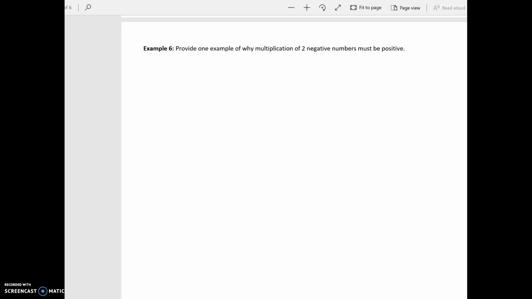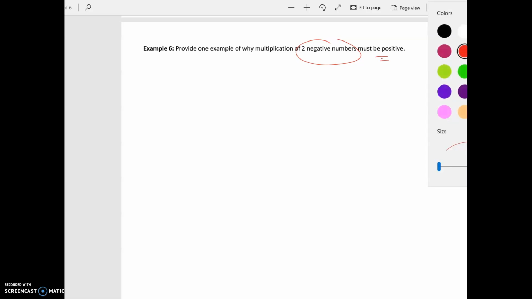Hi class, let me give you a quick example of why multiplication of two negative numbers has to be a positive value. Now this is not a formal proof, but it is a good example to give your students if you ever encounter why this is true.